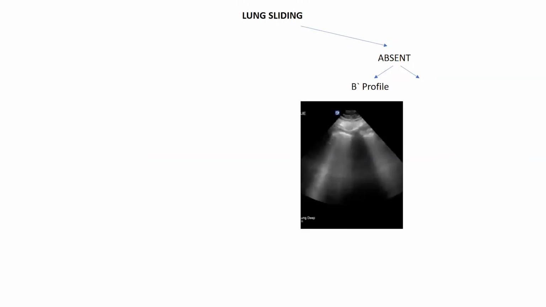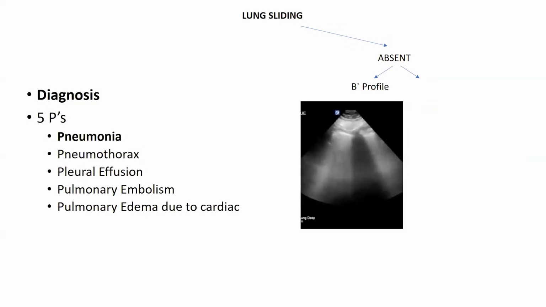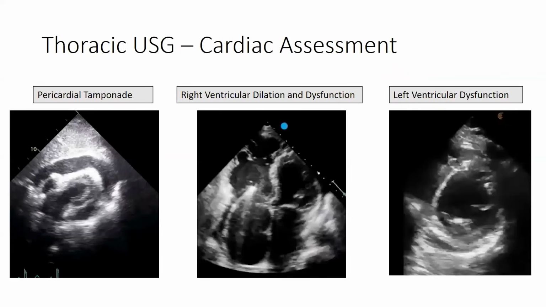Right. Now, what if there is a B profile? So lung sliding absent, a lot of B lines coming. What is the cause? Pneumonia. So you've seen all of these signs and you've not come to any diagnosis. Then the thoracic ultrasound can also be used to do a quick cardiac assessment. And cardiac assessment then can tell you the cause of dyspnea, or in many cases, the cause of circulatory failure.